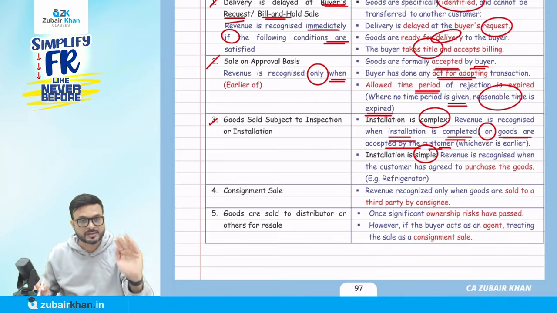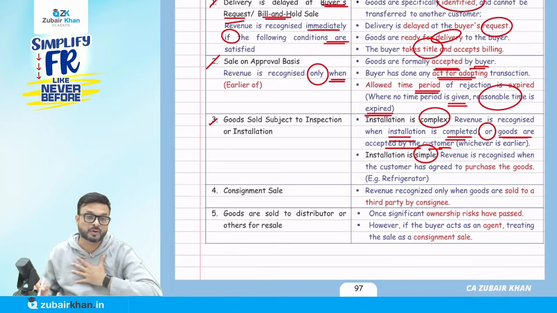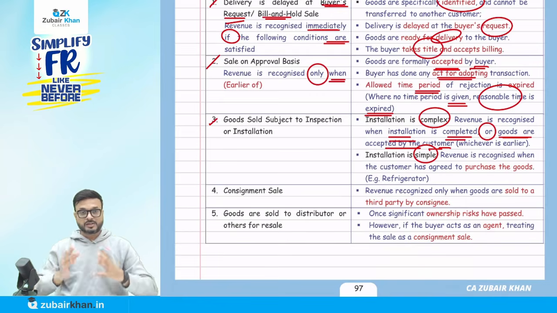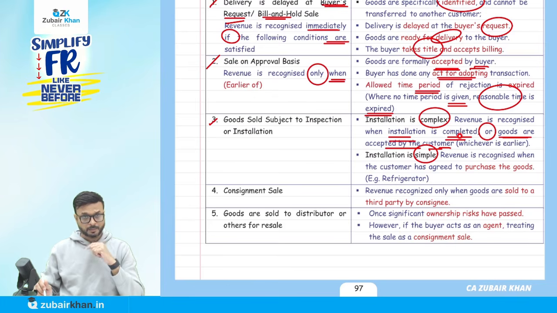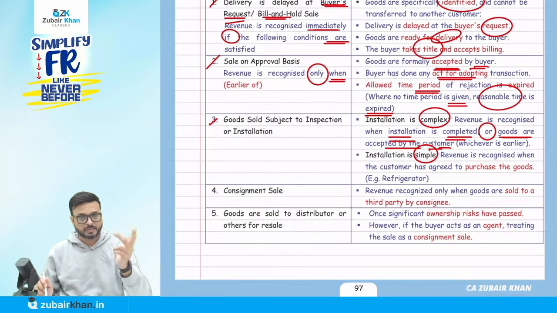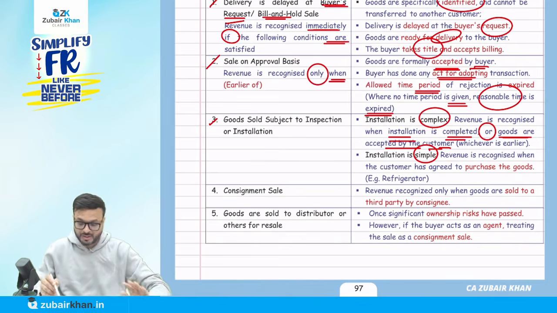So when you purchase the goods, it will be recorded as sales in my books, because actual installation is not necessary, as the installation is simple. If installation is complex, what is going to happen? Once installation is completed or goods are accepted by the customer, whichever happens earlier. If it is simple, once you purchase the goods, I will record it as sales, like in the case of a refrigerator.